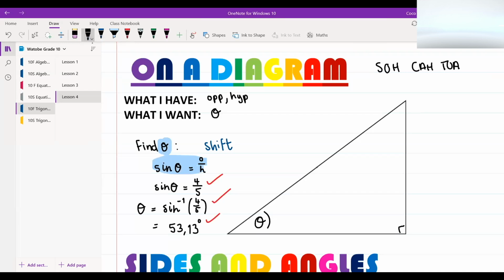All right, let's try another one, guys. This time I'm going to tell you that this side is 12, and this side over here is 35. Now, anybody want to give this one a try? The instruction is still find theta. Shaden. Shaden, how are you doing, my sweetie?